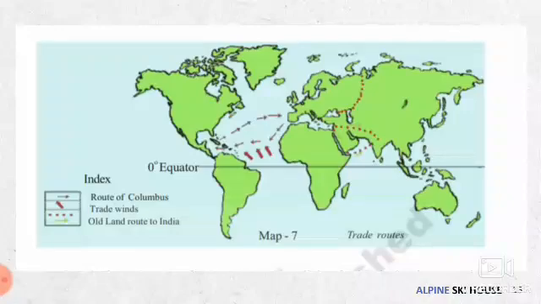They used two routes for trade. One is the land route and the other is the sea route. The sea route was through the Red Sea and Arabian Sea. At that time, they did not have a correct map. They had just figured out that the earth is round, not flat.